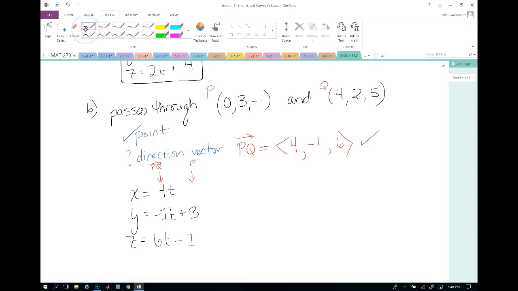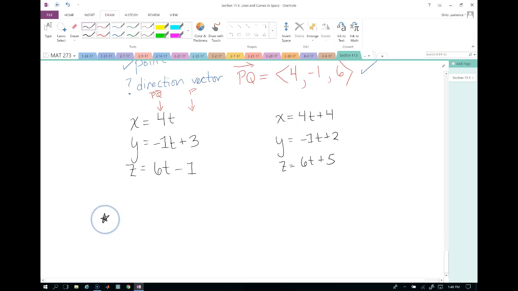You could technically use Q as well, and you would get a completely different answer. You would get x equals 4t plus 4, y equals negative 1t plus 2, z equals 6t plus 5. And this leads to a very important fact about lines in three-dimensional space, is that the equation for a line is not unique. When we're dealing with lines in the xy plane, there's only one equation for each line. But when we start working with lines in space, there are lots of different representations we can come up with that will generate the same exact line.